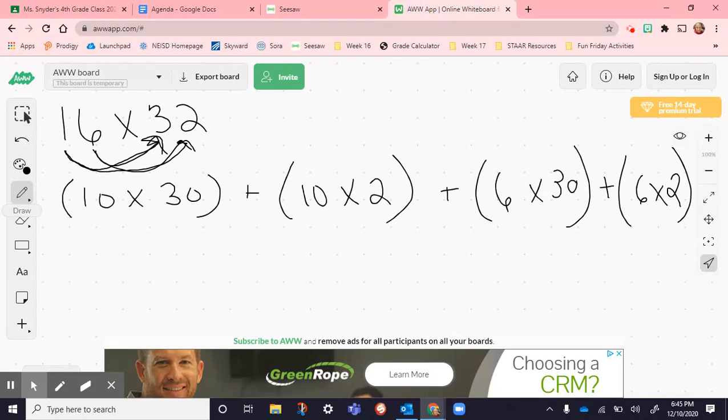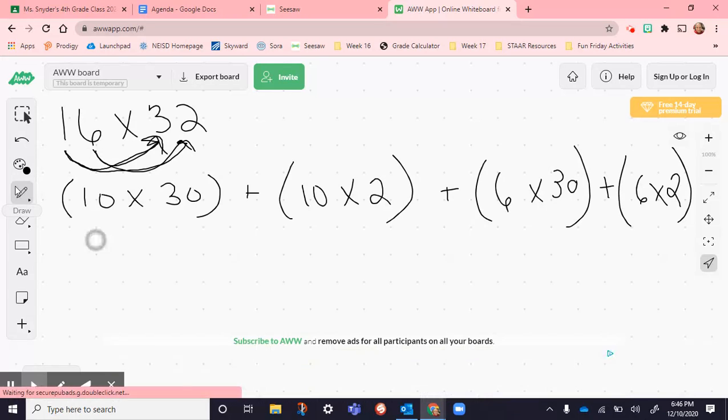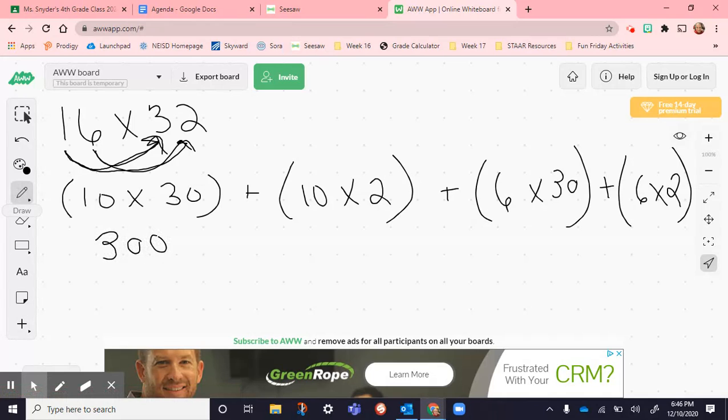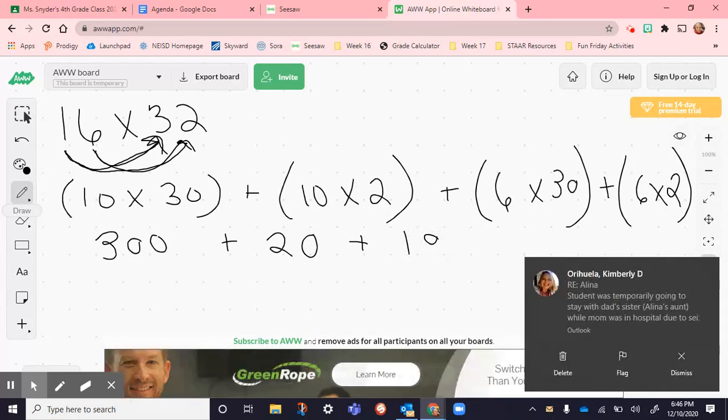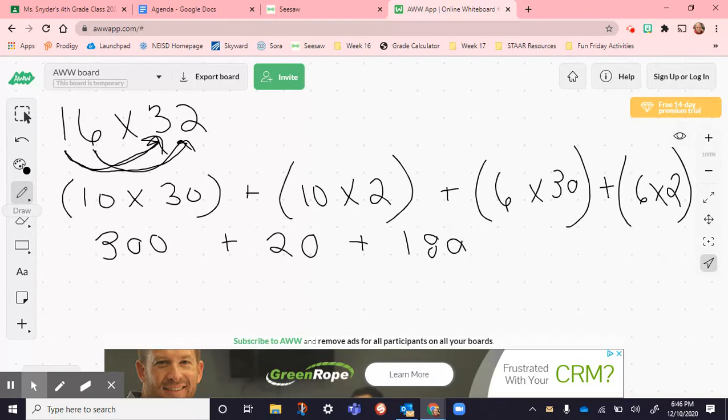All right, so now that's my distributive property. Now I'm going to multiply that out and get my partial products. So here, 10 times 30, I know that 1 times 3 is 3 with 2 zeros, plus 10 times 2 is 20, plus 6 times 30, 6 times 3 is 18, with 1 zero added there, plus 6 times 2 is 12. So that is my partial products.